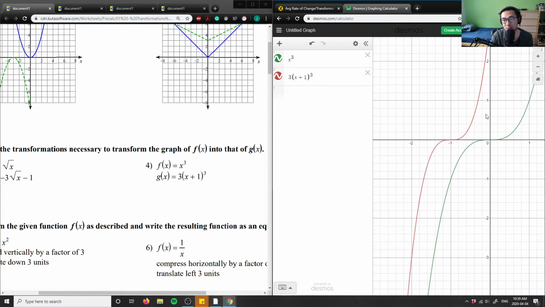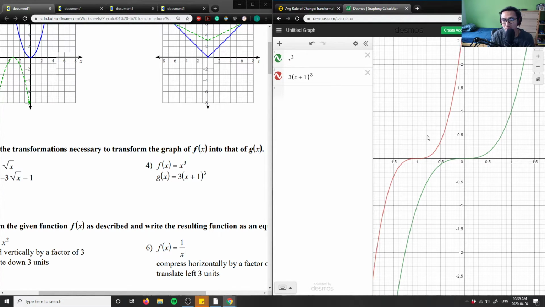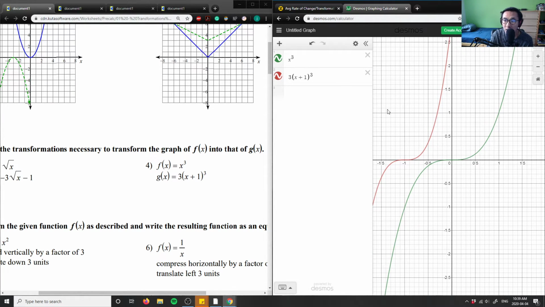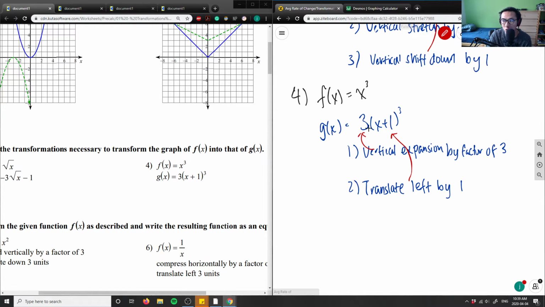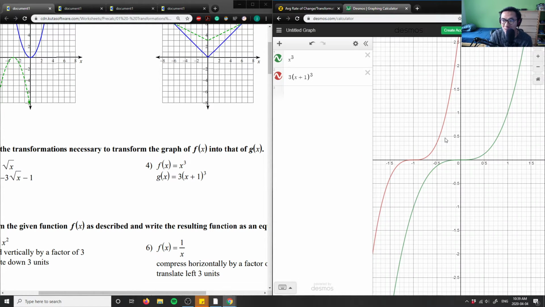cubed, right? As you can see here, the red one's my transformed function, and I have x cubed. My little point here is 0, 0, and now it's shifted left by 1, so now it's -1 and 0. It changes my x number here, and it's a little bit hard to see, but there is a vertical expansion by a factor of 3.